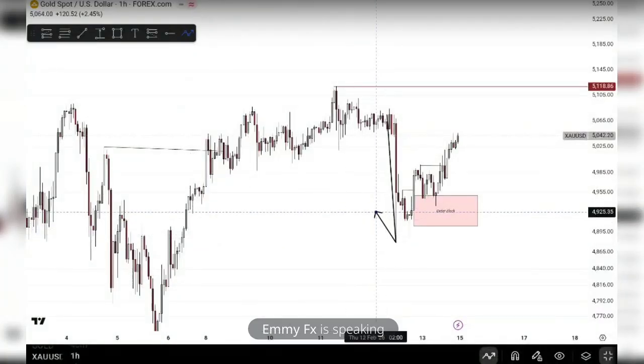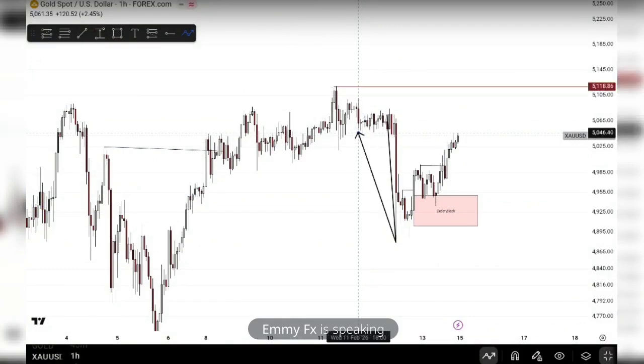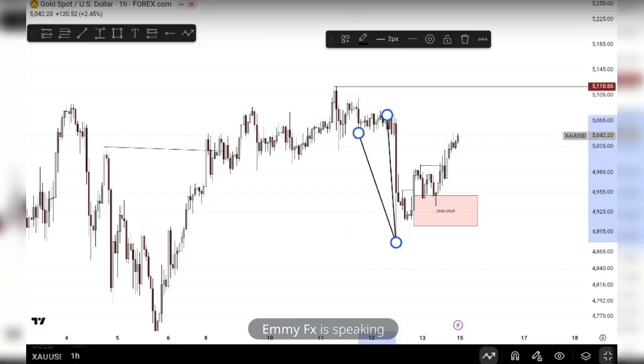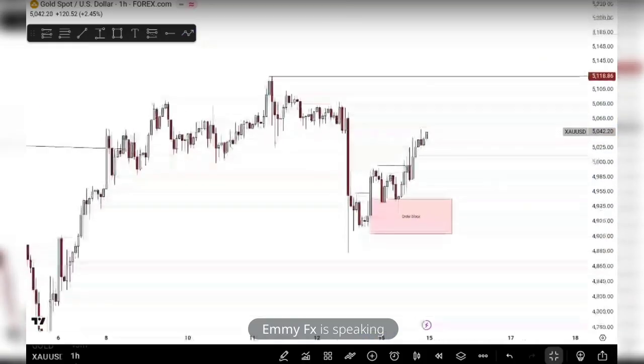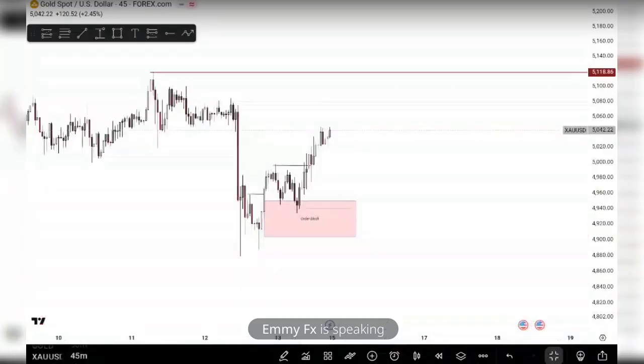Price is currently targeting the next liquidity zone, which is this liquidity zone. This is where price is targeting. Now allow us to move to the 45-minute time frame.